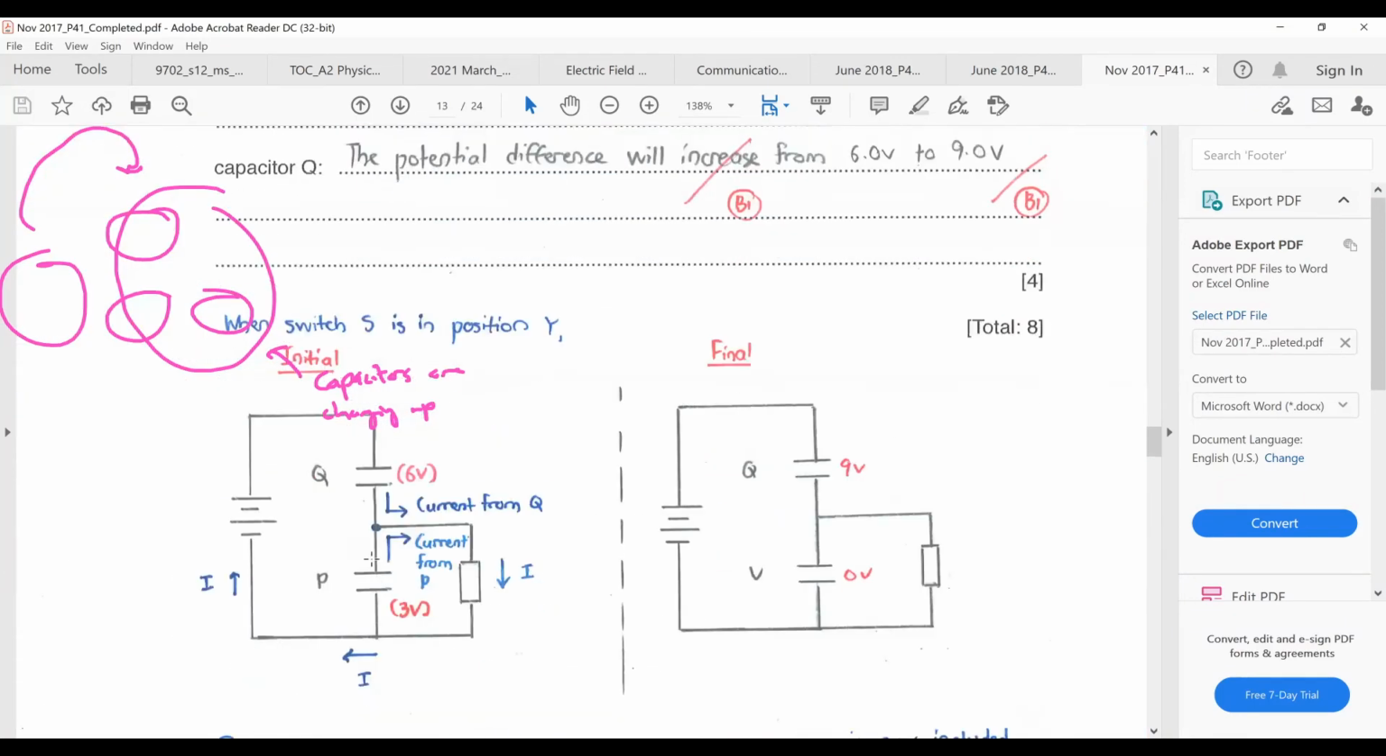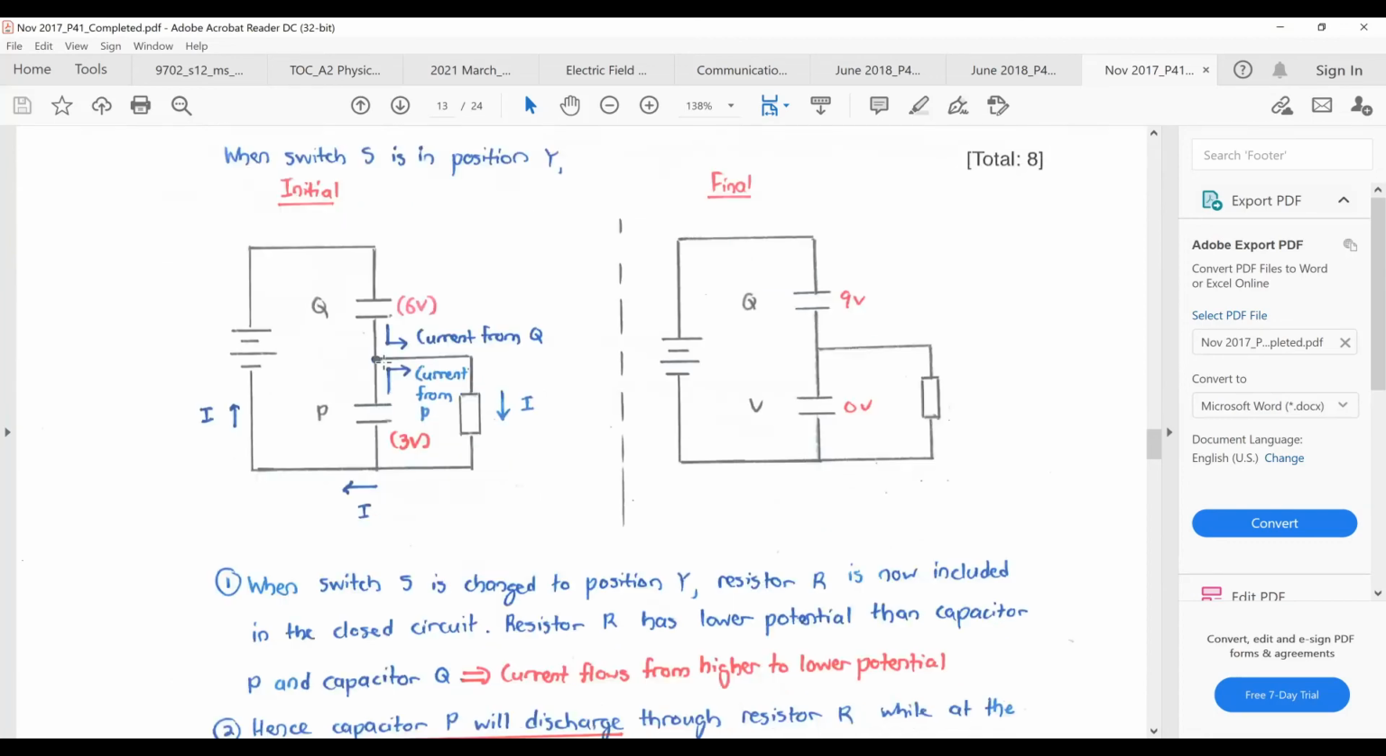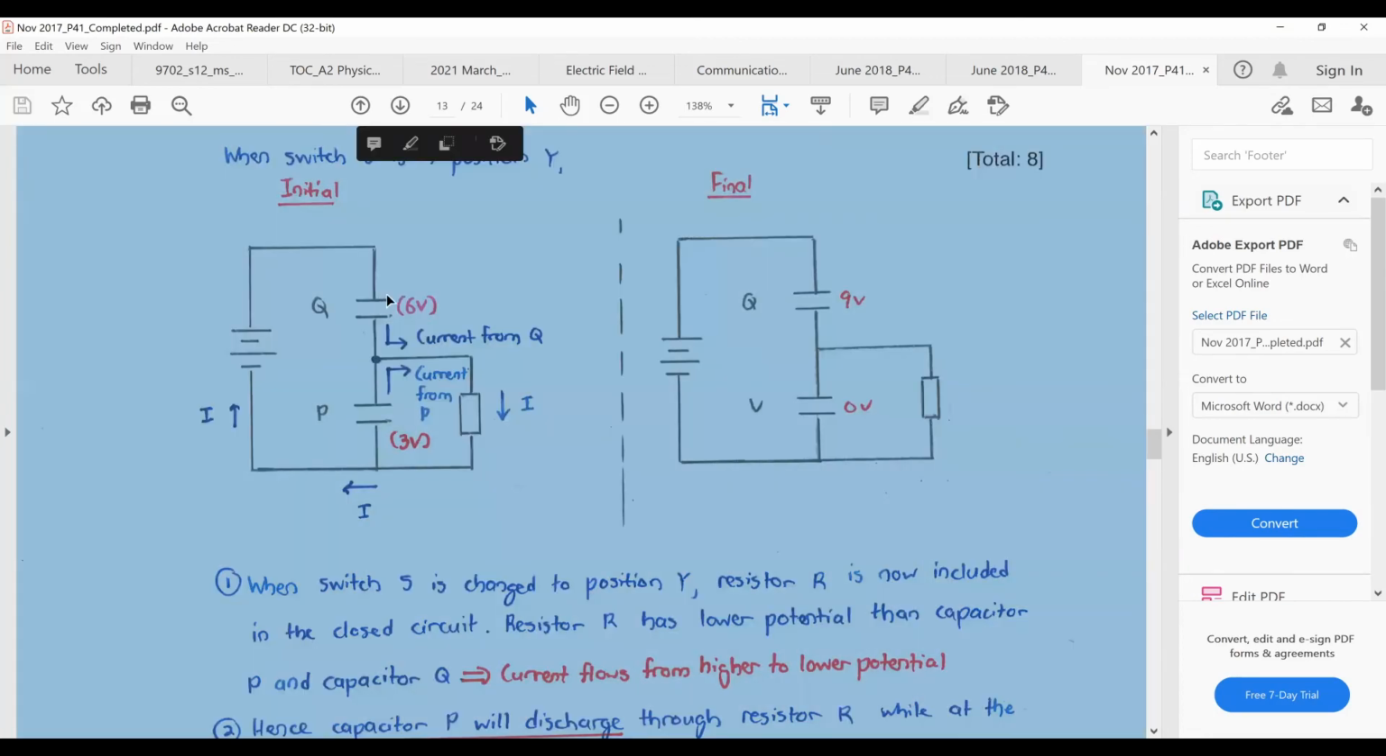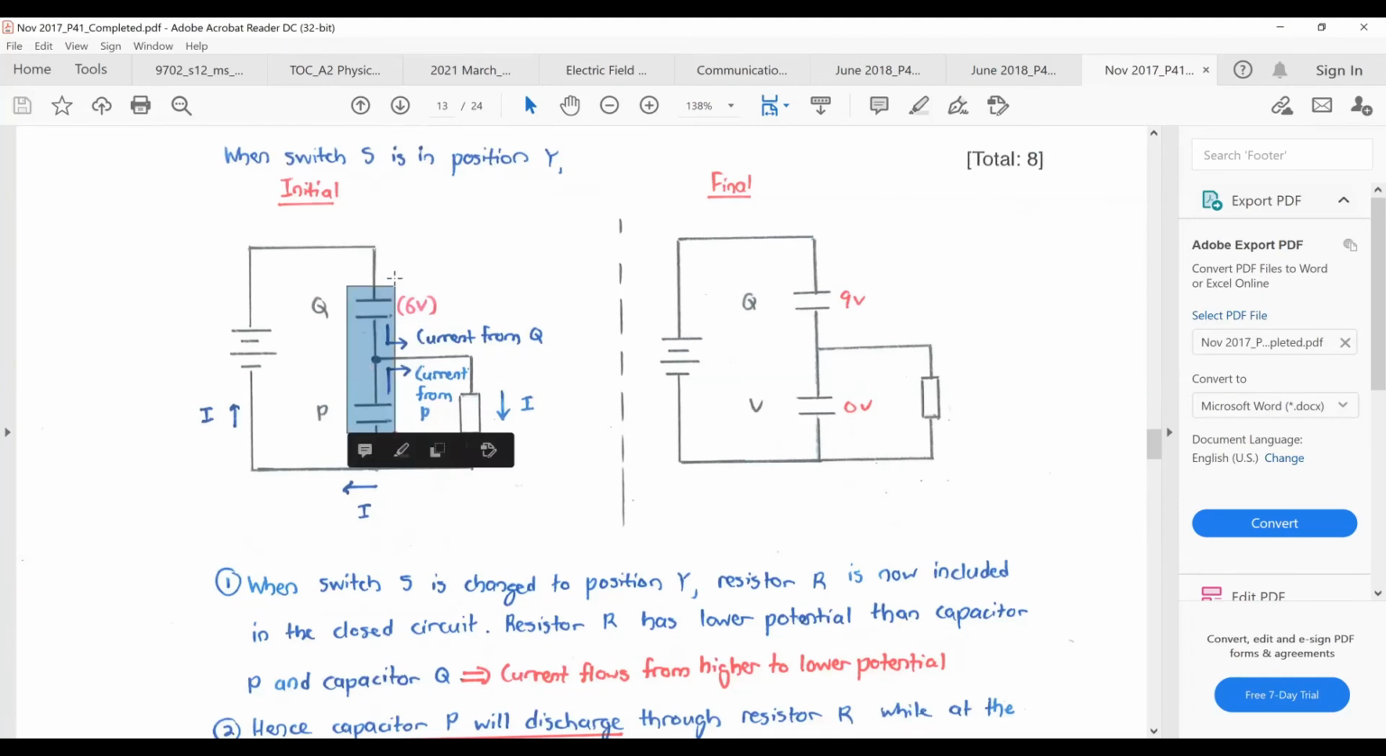Now when you go to switch position Y, where your circuit now becomes like this, your capacitors here, you need to realize, are already fully charged. Okay, they are already fully charged, and since they are fully charged, your total PD here must be equal to the PD of your supply voltage. Your supply voltage has 9 volts.